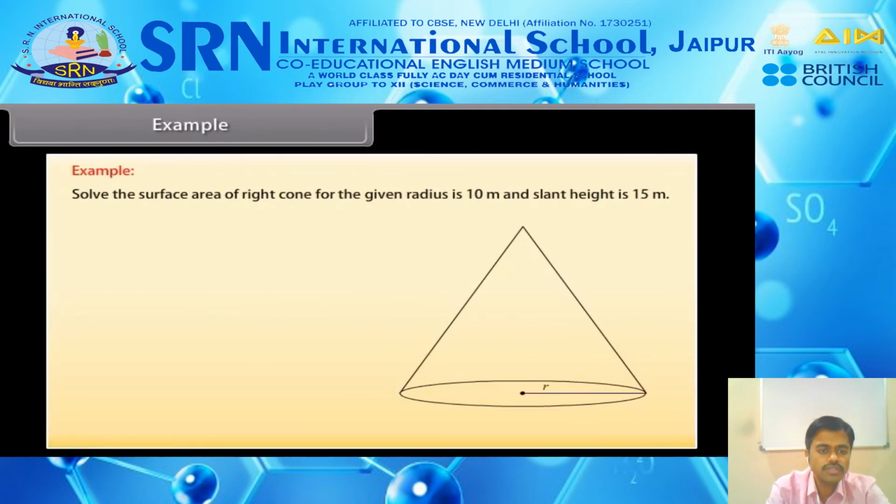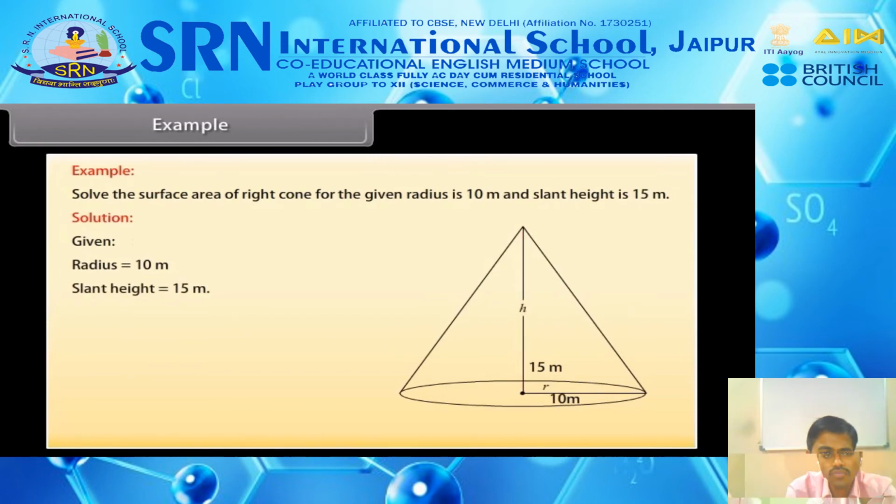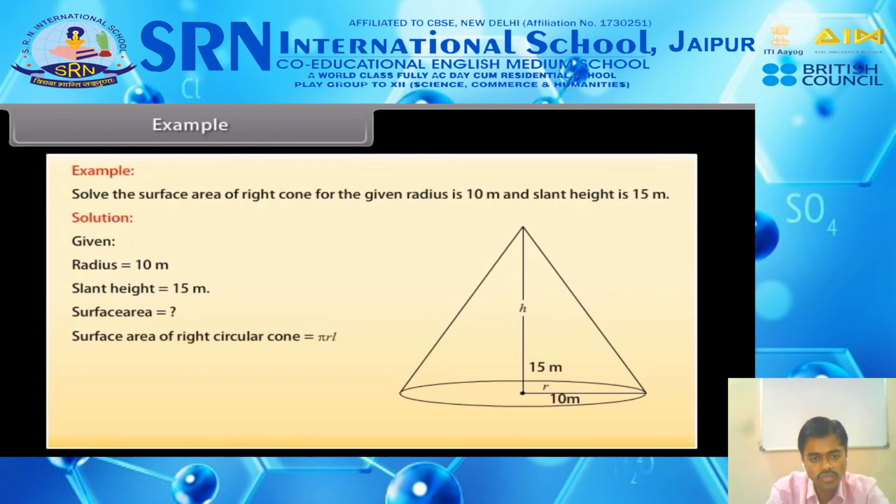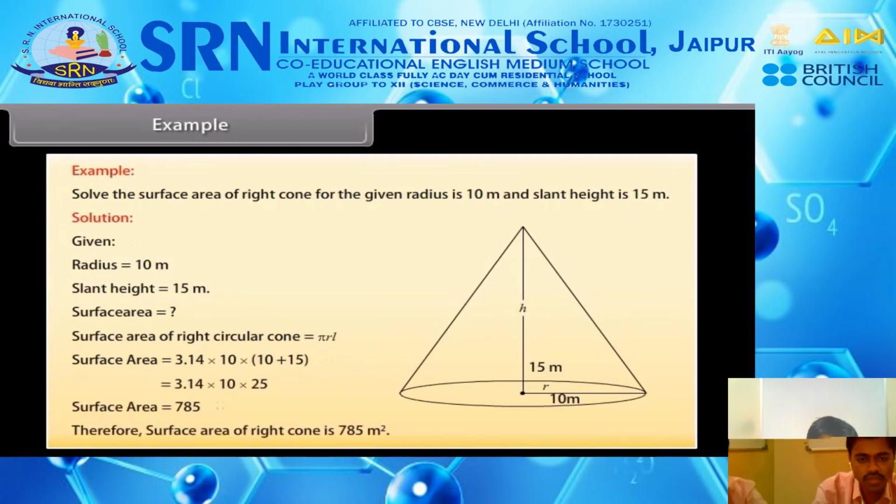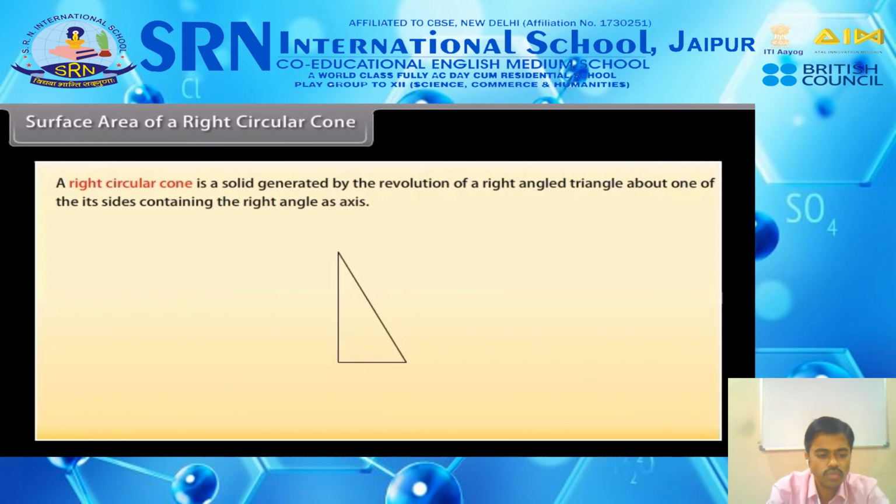Find the surface area of the right cone whose radius is 10 meter and slant height is 15 meter. So the surface area needs to be calculated; radius is given, slant height is given. First of all we will take L, that is slant height, and put it in the formula pi r L. So simply put the value 3.14 into 10 into (10 plus 15), which will give you 25. So surface area will be 785 meter square. So this is the way to find the value of surface area of a cone.